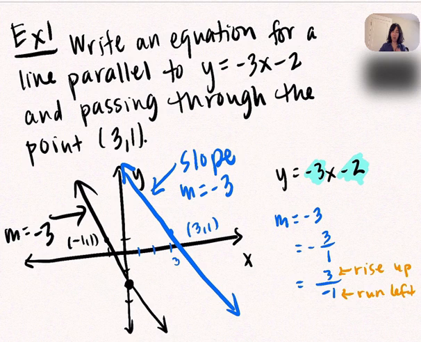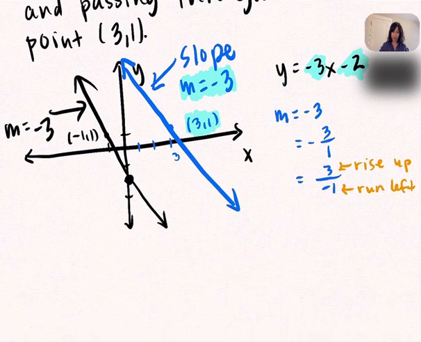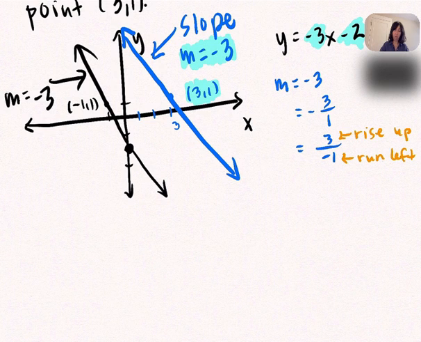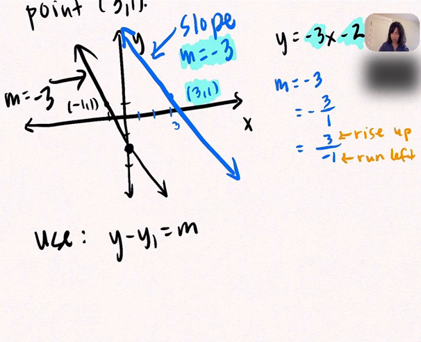Okay, so where do we go from here? Well, we have a line, and we know it goes through the point 3, 1. And we know it's supposed to have slope m equal to negative 3. If we know the slope of a line and a point that it goes through, that's enough to find its equation. So how do we find the equation for a line when we know its slope and a point? We can actually use this y minus y1 equals m times x minus x1 general equation for a line. That's the point-slope form.